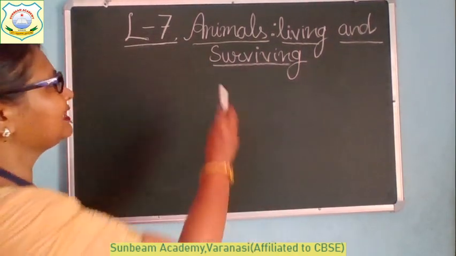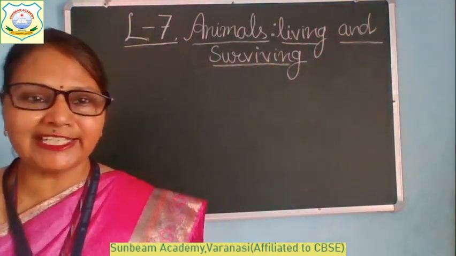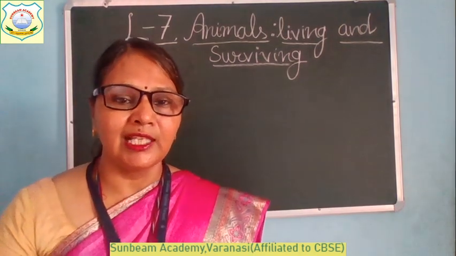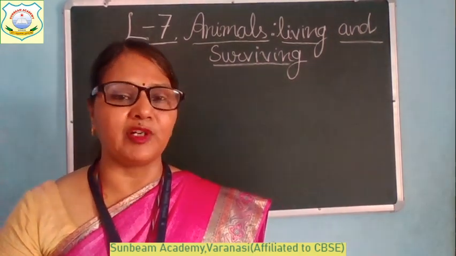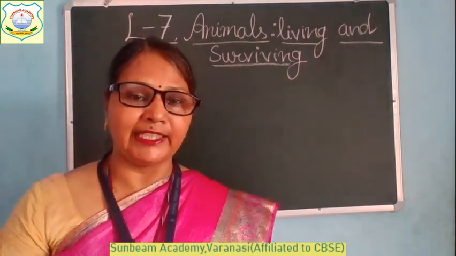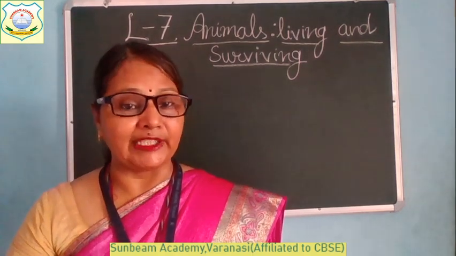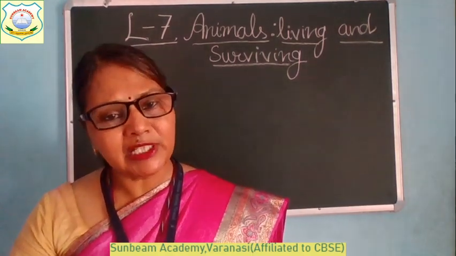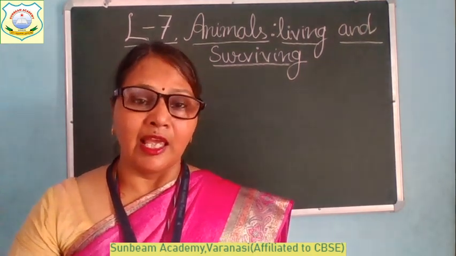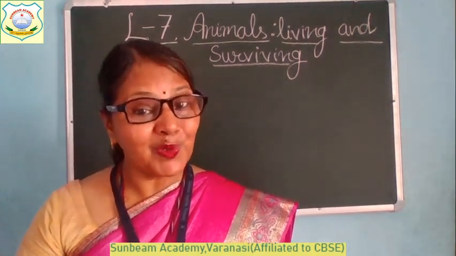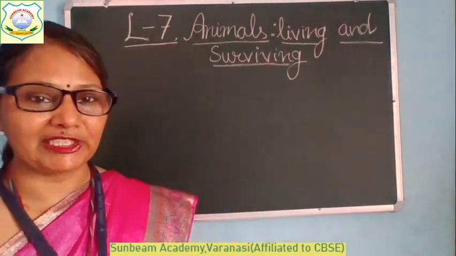What is the name of the lesson? Animals Living and Surviving. What will we read in this lesson? Children, our earth is filled with different landforms. Somewhere there is water, there is land, there are mountains, and there are different types of animals. So animals live in those different places. And the place which is most suited for an animal to live is called its habitat.